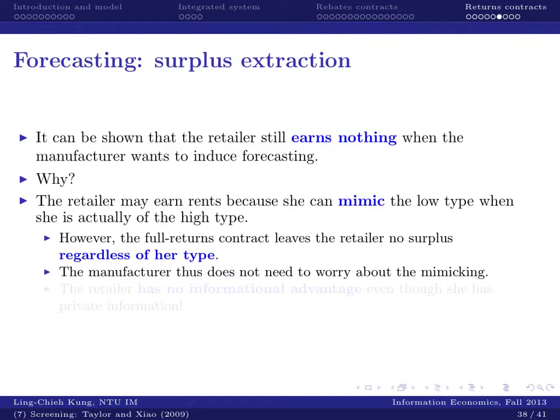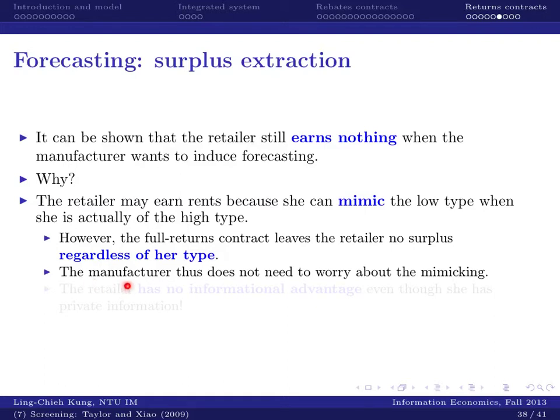This is the contract offered to the low type retailer. The low type retailer is getting a full return contract and gets nothing. At the same time, this is something special. If the high type retailer chooses the low type contract, she will also get nothing. Essentially, that's because it is a full return contract. No matter what your type is, when you see full return, the only possibility is to work for the manufacturer for free. Okay? And that's why the manufacturer does not need to worry about mimicking.